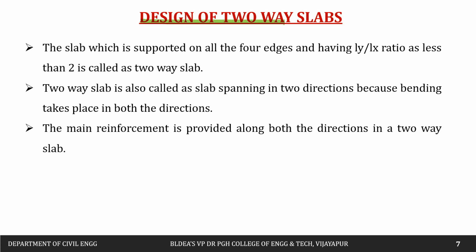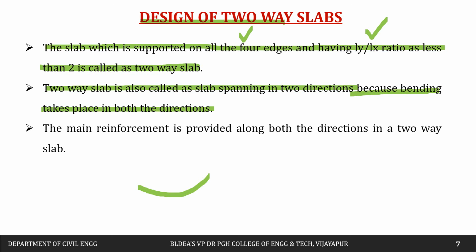The next is two-way slabs. The slab which is supported on all four edges and having Ly by Lx ratio less than 2, then we can call it a two-way slab. This two-way slab is also called a slab spanning in two directions because bending takes place in both the directions. Therefore, as the bending takes place in this direction as well as in this direction, x direction as well as y direction, the main reinforcement is provided along both the directions, that is in two ways.